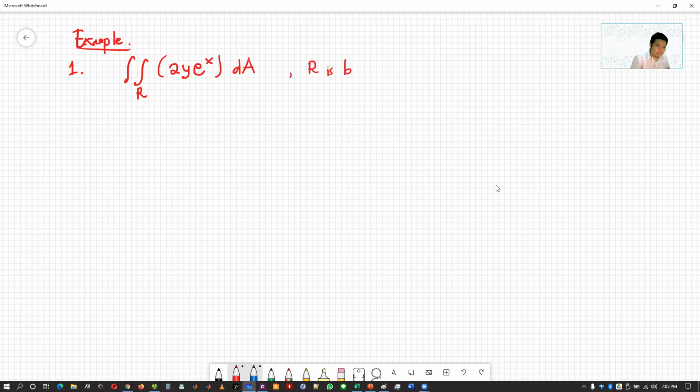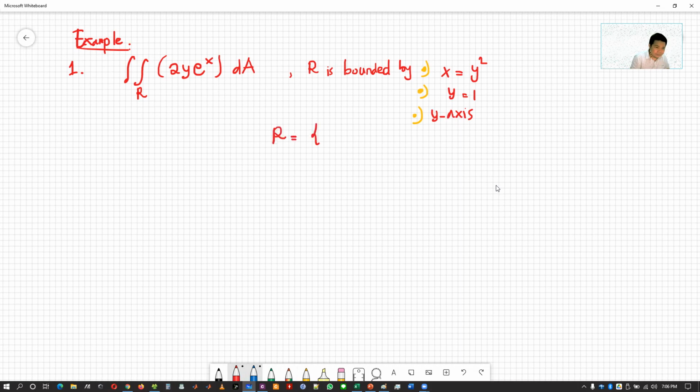R is bounded by x equals y squared, y equals 1, and the y-axis. So there are 3 boundaries: x is y squared, y is 1, and then the y-axis. Or we can rewrite it like this.